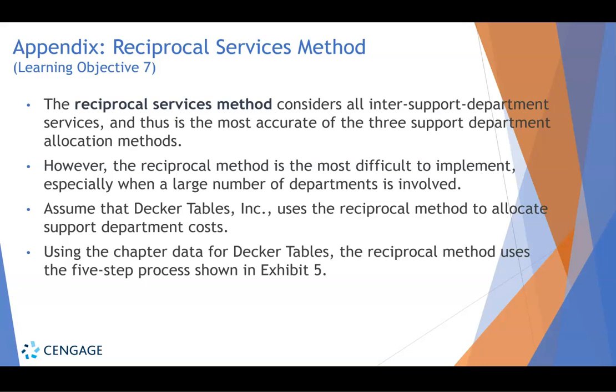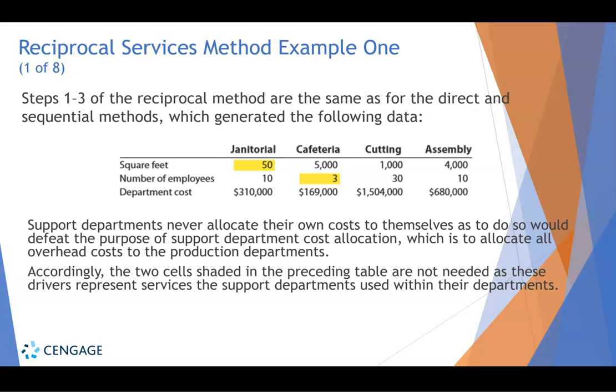Now we're going to look at another method, which is the most complex, but will result in the best outcomes. It's called the reciprocal services method. This takes all those support departments and considers inner support department services. The reciprocal method is more difficult, but let's take Decker Tables and show how they use the reciprocal method to allocate these support department costs.